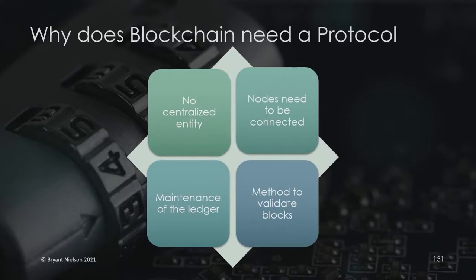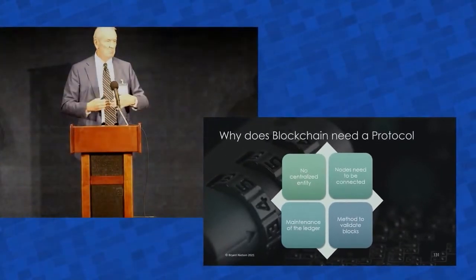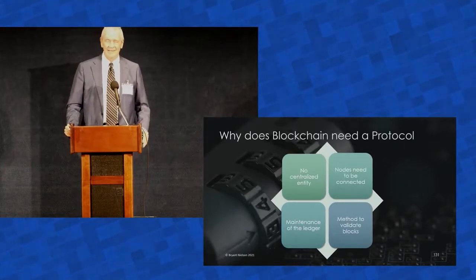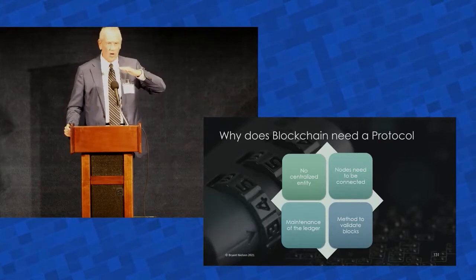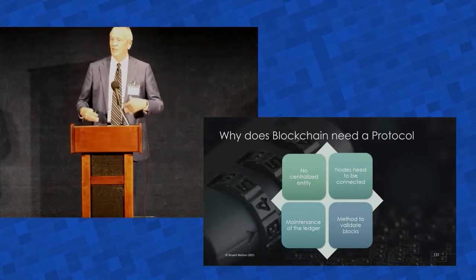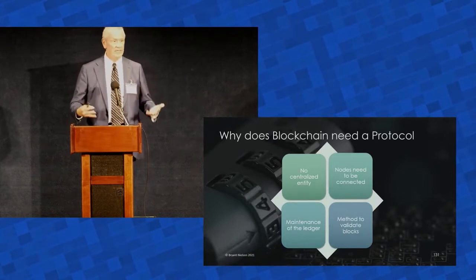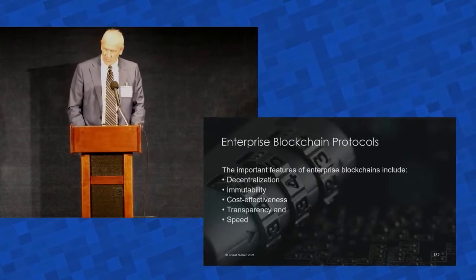The third is that they have to have a maintenance of the ledger. The ledger is really what a blockchain is. Blockchain, as much as we want to think of it as a database, is more simple than that. It's a ledger of all transactions, and everything is time-stamped. And then, of course, the final rule that you need for a protocol is a method to validate these blocks.